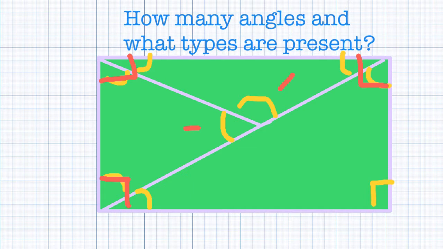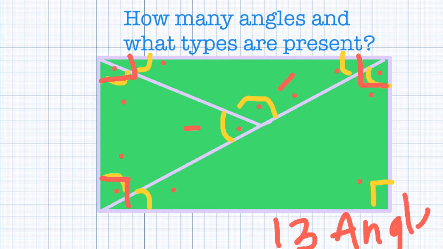Okay, so there's 1, 2, 3, 4, 5, 6, 7, 8, 9, 10, 11, 12, and 13. 13 angles in total. Great.